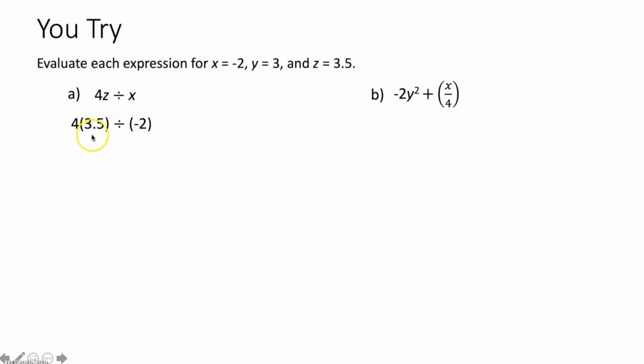4 times 3.5. Since these two numbers have the same sign, our product, our answer, is going to be positive. So 4 times 3.5 is going to give you +14. We then have 14 divided by -2. Since we're dividing two numbers that have different signs, our quotient, our answer, is going to be negative. So 14 divided by -2 is going to give you -7.